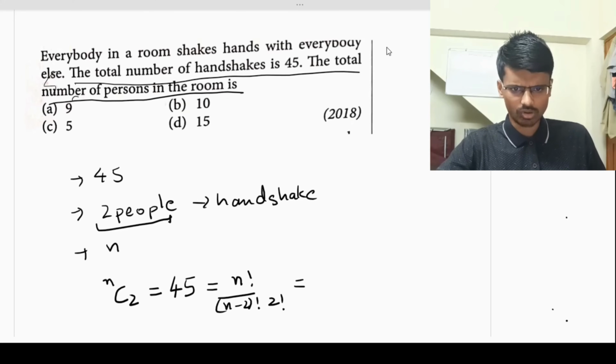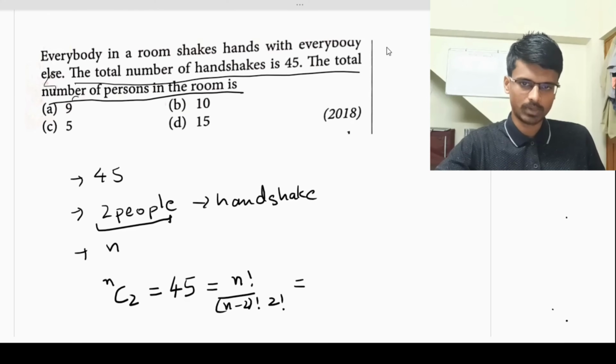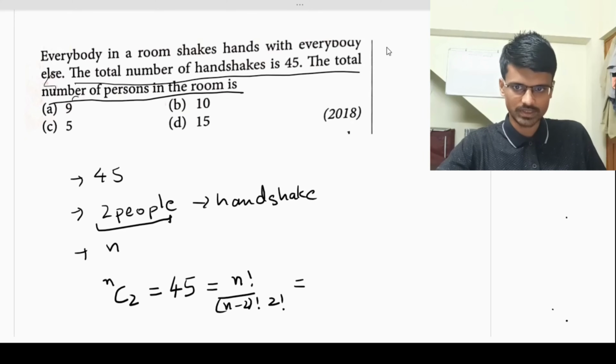We can solve this by substitution method. If we expand this, it will give us a quadratic equation and it will give us two roots. But as this is an MCQ test, we can try to solve the options and check. Let's substitute 9. Will this work? Let's check out.